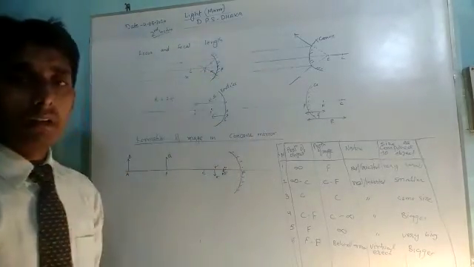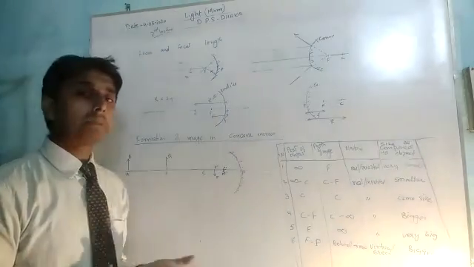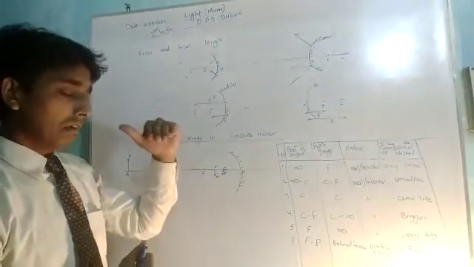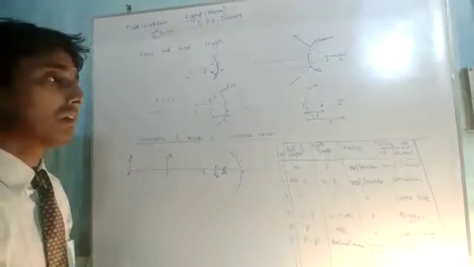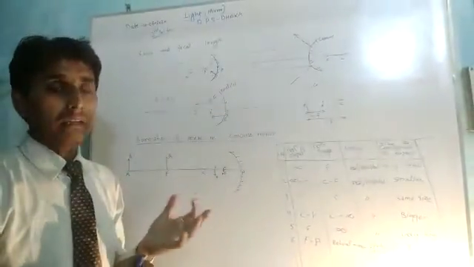The upside down. Inverted image means the upside down image, means the head of the image will be downside and the toe or the foot of the image will be upside in the image.